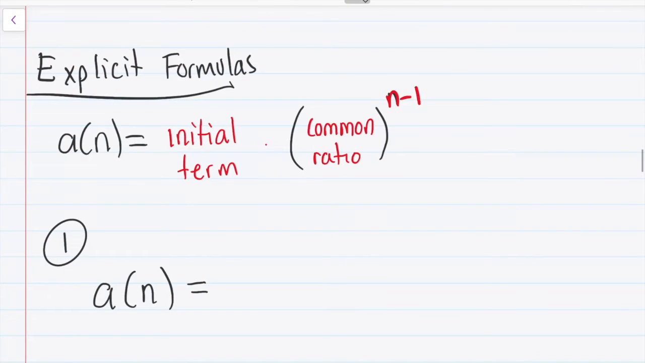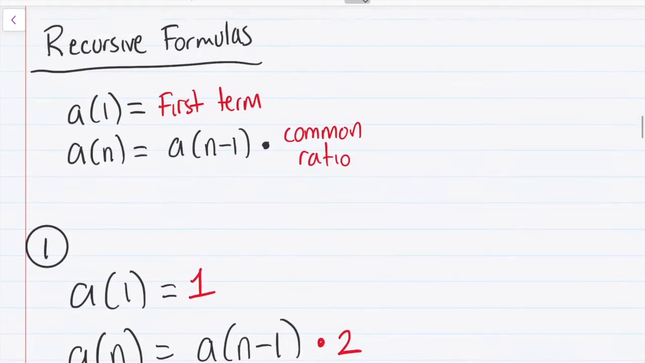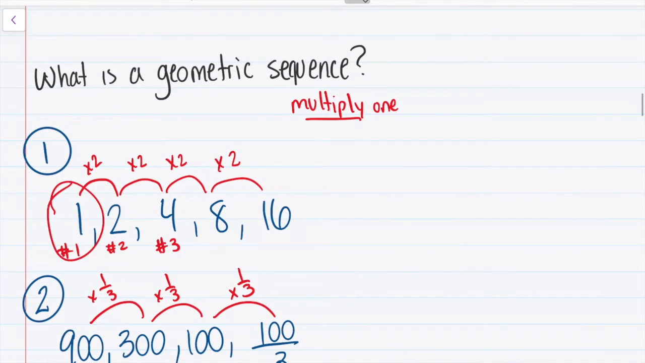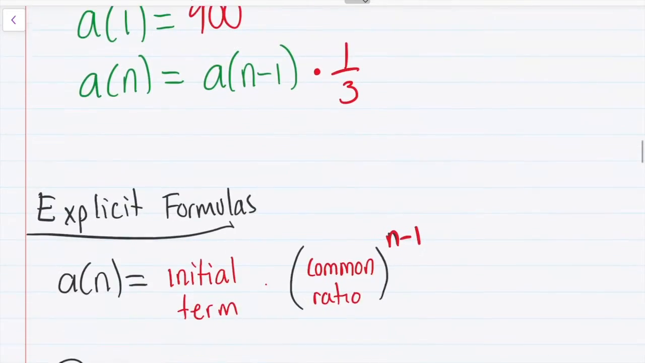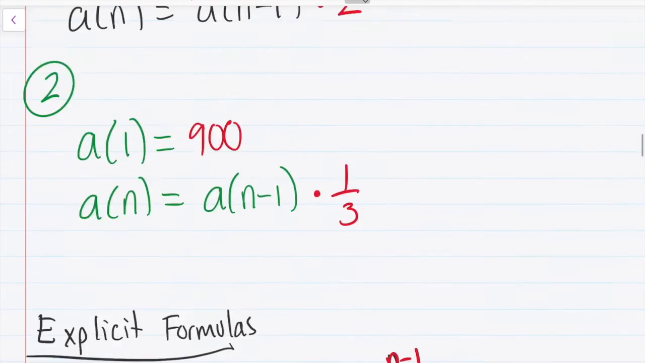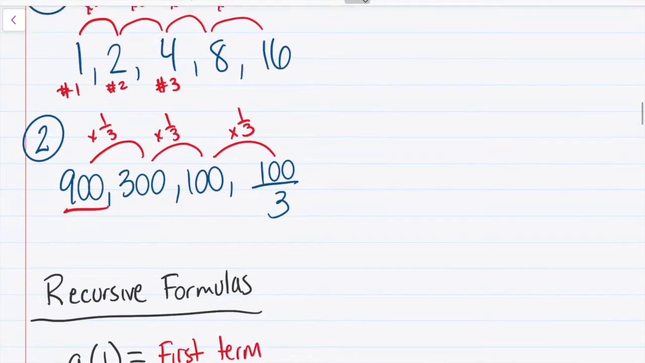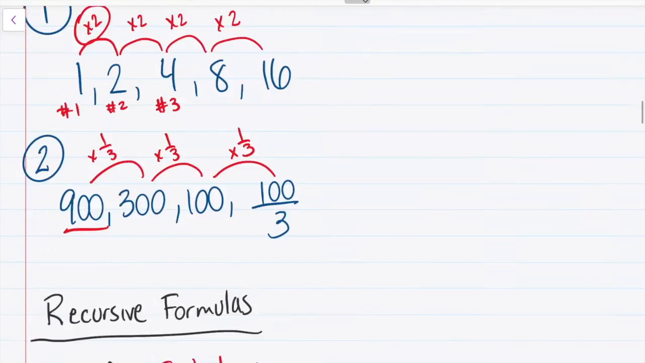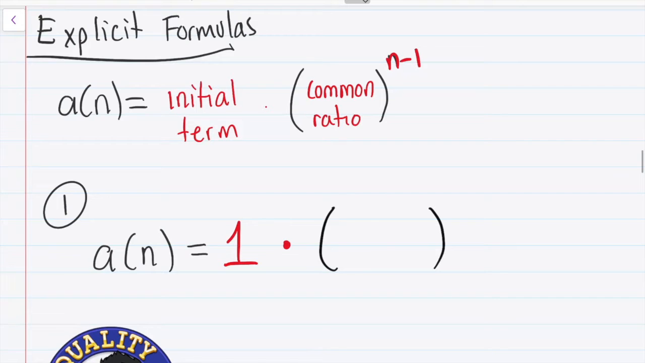So for the first example, again my first term is 1. We're going to keep it that way. 1 times, what's my common ratio? We're multiplying by 2, right? So that's going to be 2 to the power of n minus 1. So that's one way you could write the formula.